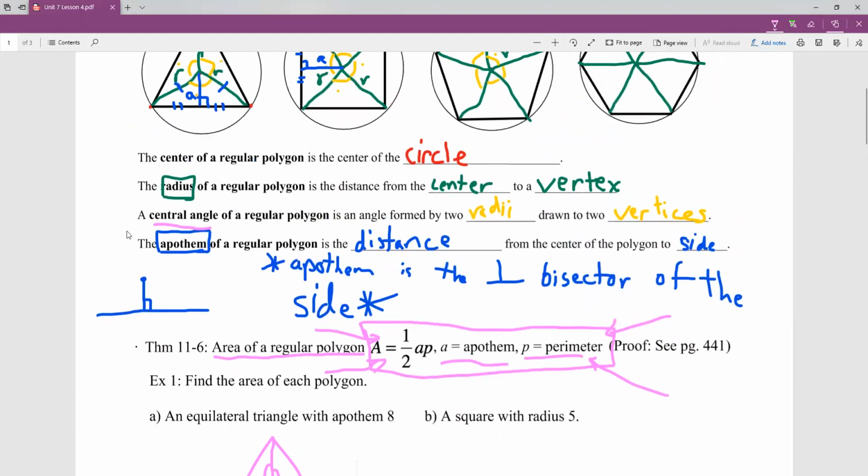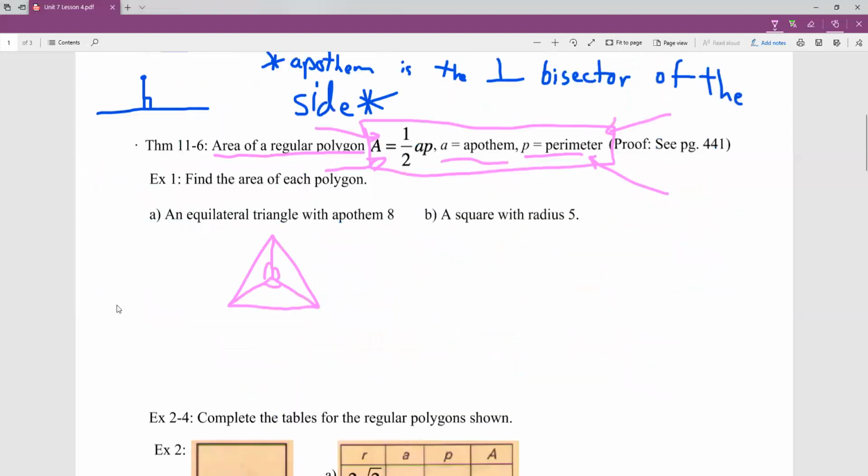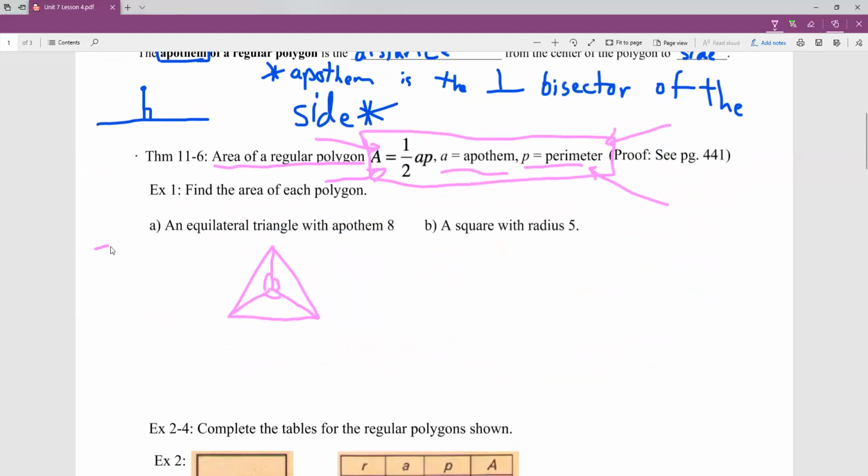Something I probably should have mentioned earlier: to find the central angle, there's actually a formula for it. All you have to do is take 360 degrees and divide it by the number of sides the polygon has. So in this case, we're going to do 360 degrees divided by 3.